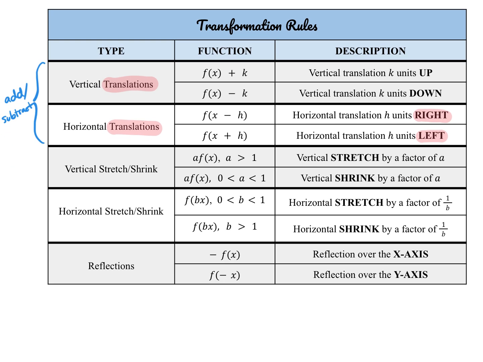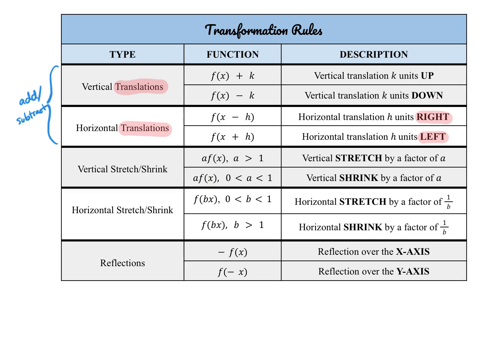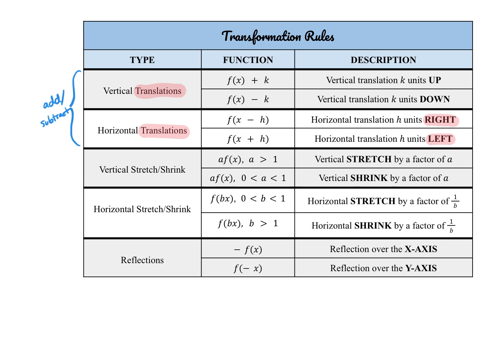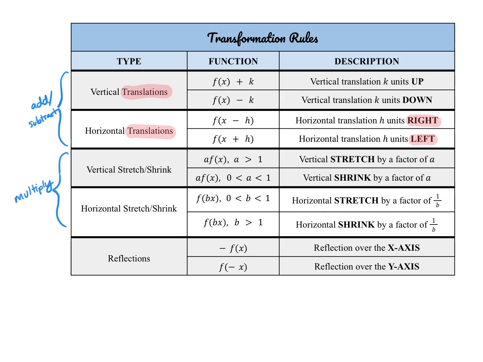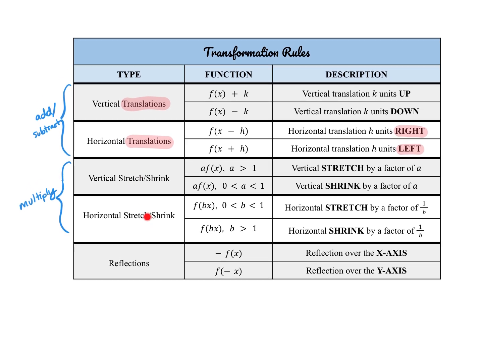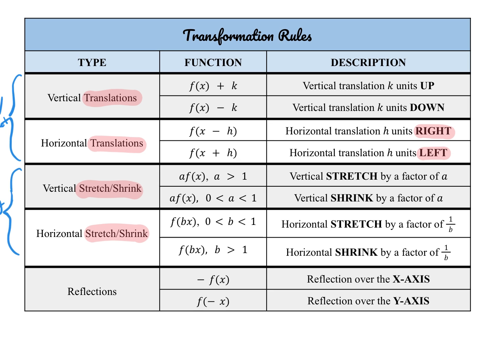Now let's look at the next type of transformation. These are the stretches or shrinks. So again, we have vertical ones or horizontal ones. So if you look at the operation that's happening here, I say a times f of x or f of b times x. So if you see multiplication as your operation, if you are multiplying by something, it is going to be a vertical or horizontal stretch or shrink. That's the type of transformation. Now we have to decide what type, and that depends on where you're multiplying.